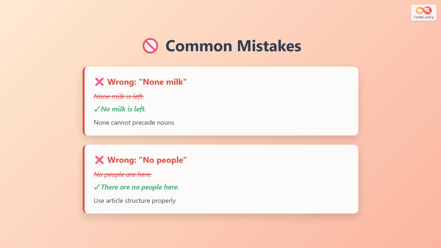A common mistake is saying none milk is left, which is wrong. The correct sentence is no milk is left. Another mistake is saying no people are here. The correct way is there are no people here. Remember, none cannot come before nouns, and no should be used with the right sentence structure.